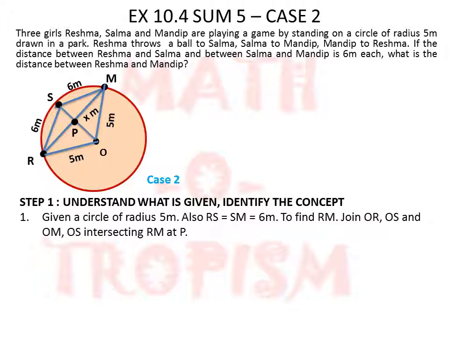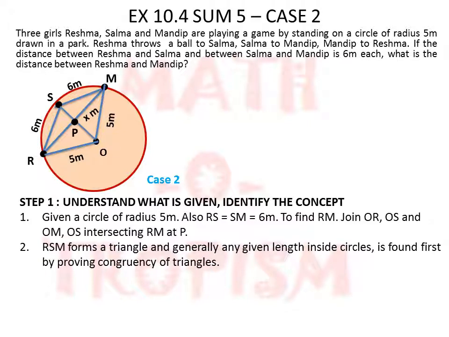So given is a circle of radius 5 meter, RS and SM are 6 meter. We join RM as well as OR, OS and OM, where OS is intersecting RM at P. Now again the same thing we are going to follow. We need to find that RM is divided into equal halves, RP and PM. So for that we need to prove congruency.